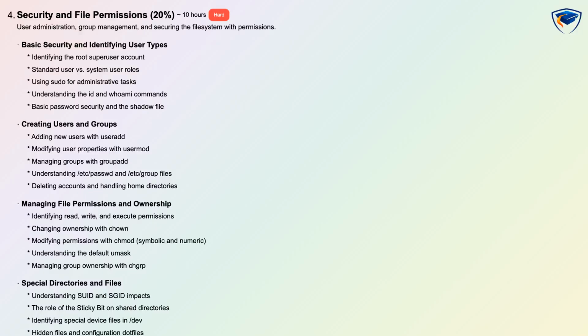Practical skills include adding and modifying users and groups, understanding /etc/passwd and /etc/group, and safely removing accounts and handling home directories. You will master permissions and ownership with chown and chmod in both symbolic and numeric forms, understand umask and group ownership, and study special permissions such as suid and sgid, the sticky bit, device files in /dev, hidden configuration files, and the security risks of world writable files.